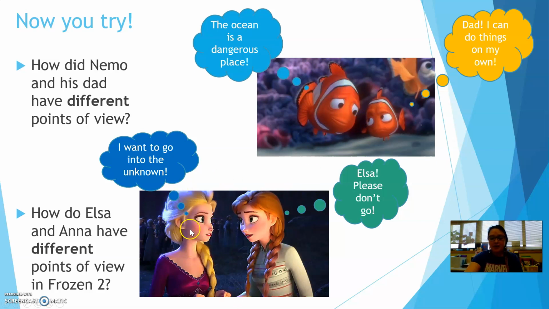In Frozen 2, we also have Anna and Elsa, who have different points of view. Elsa wants to go exploring, right? She wants to go into the unknown. She wants to solve mysteries, right? And Anna, she just wants Elsa to be safe, and she doesn't want her to go anywhere. She's kind of scared for her sister. That's very similar to Finding Nemo, okay? So this is how they have different points of view.